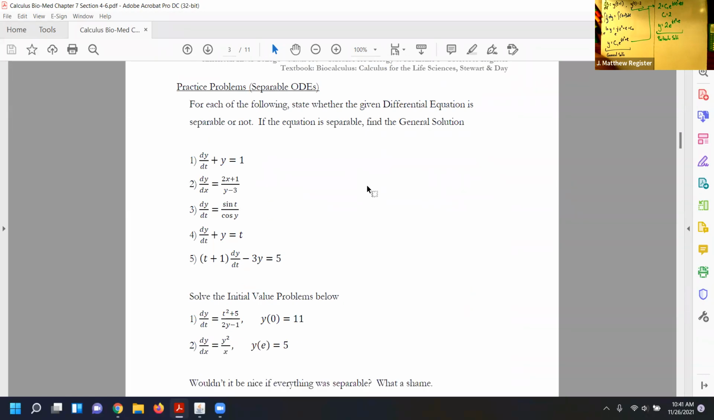Here's the practice problems. Don't know that we'll do all of them, but we'll do a few of them. And we might even just start by looking to see if we can do them. Not all of these are separable.